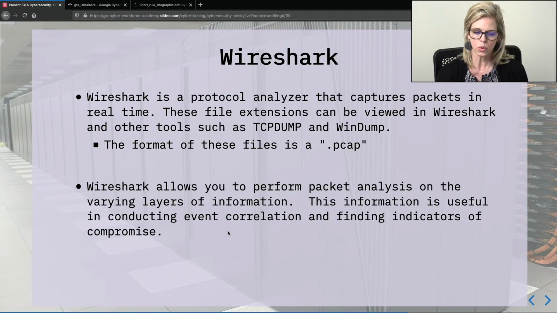This tool will allow you to perform packet analysis on different layers of information, and I'll show you what I mean by the different layers of information. It helps us conduct event correlation as well as find those indicators of compromise. Say, for instance, the executable that we talked about earlier. We can go into Wireshark and do a follow TCP stream and actually view an executable that was transferred between two hosts.